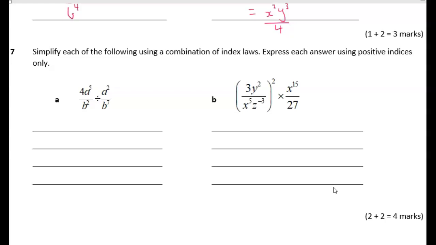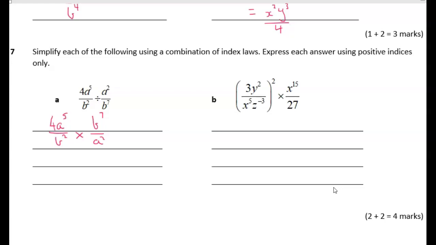Simplify each of the following using a combination of index laws. Okay, so here you need to have knowledge of dividing fractions. Now, when you're dividing fractions, you keep your first fraction the same. Your division changes to a multiply, and you flip your second fraction. So keep, change, flip. So we keep the first fraction. So I'm just going to write that now. We change the division sign to a multiplication sign, and we flip the second fraction.